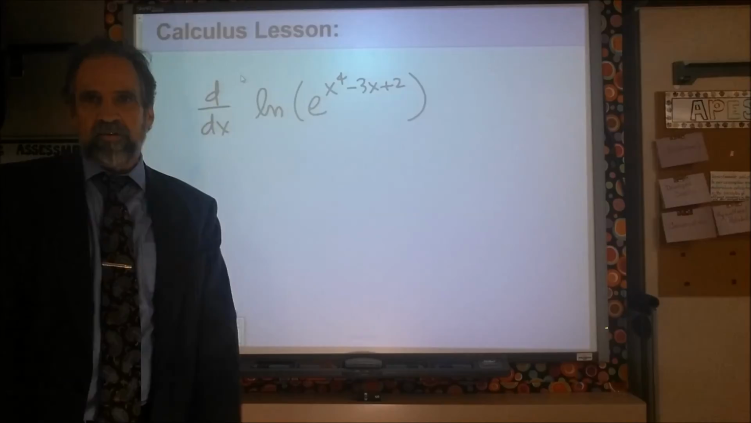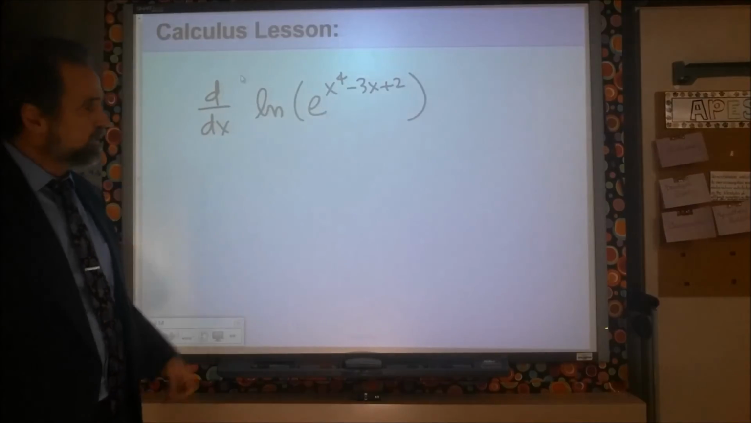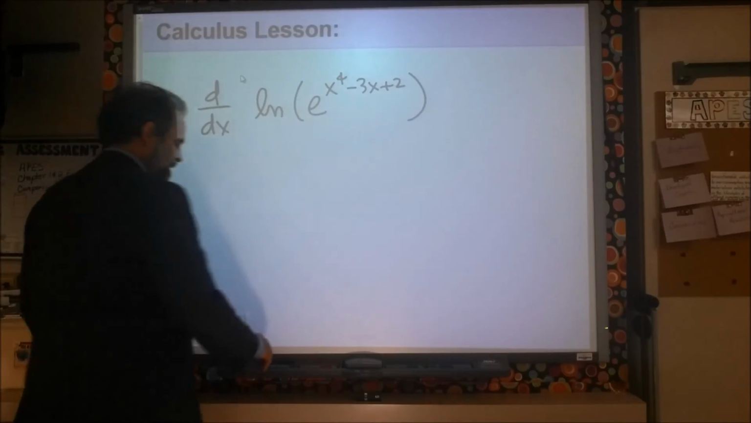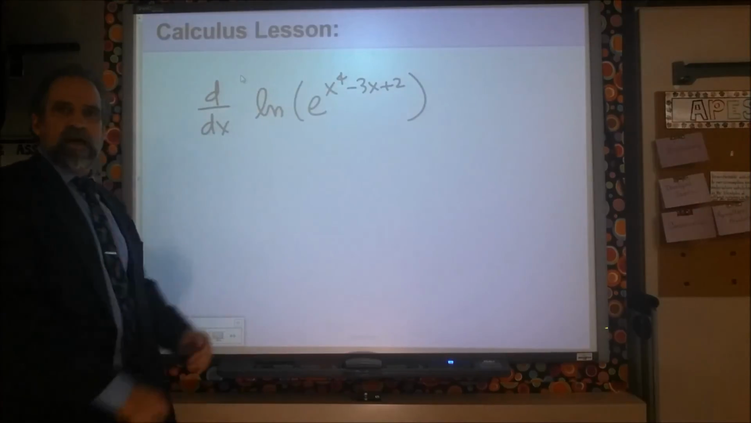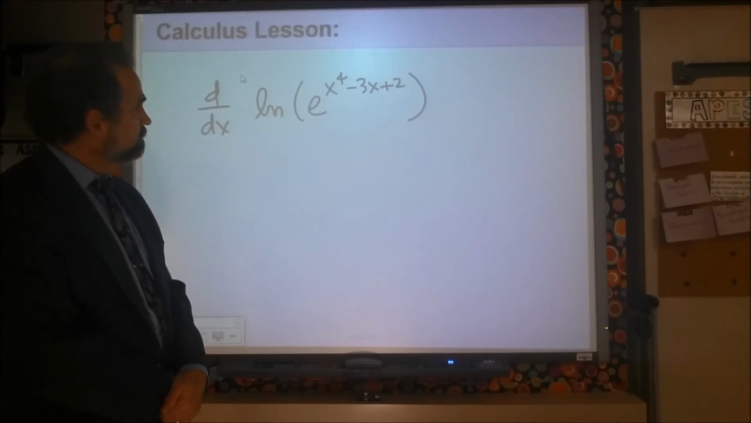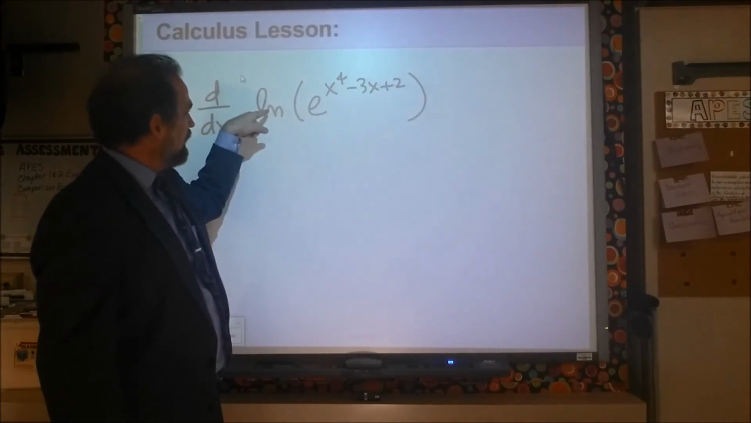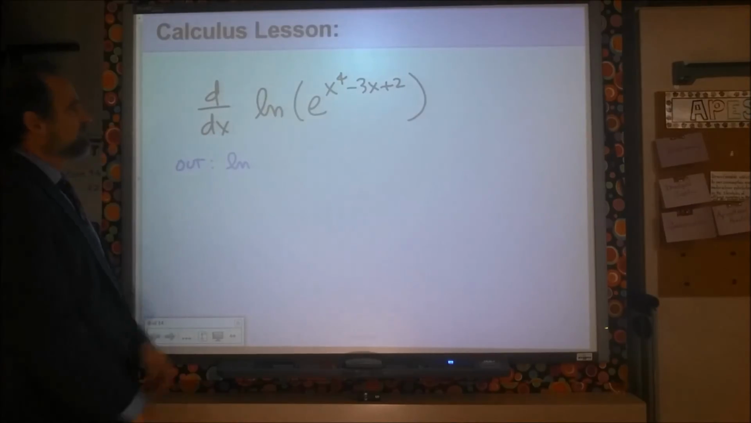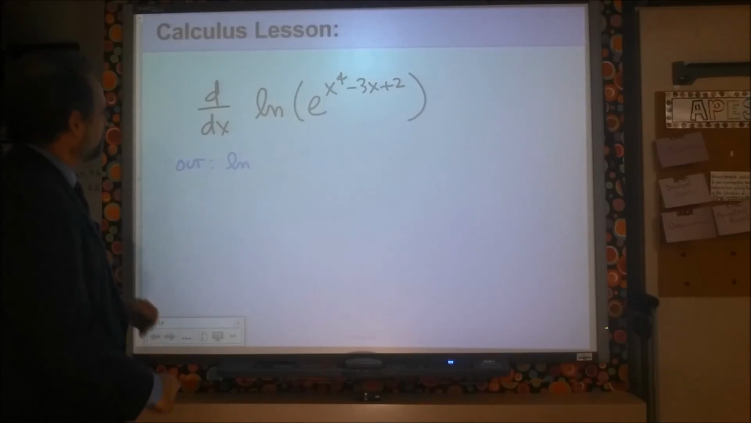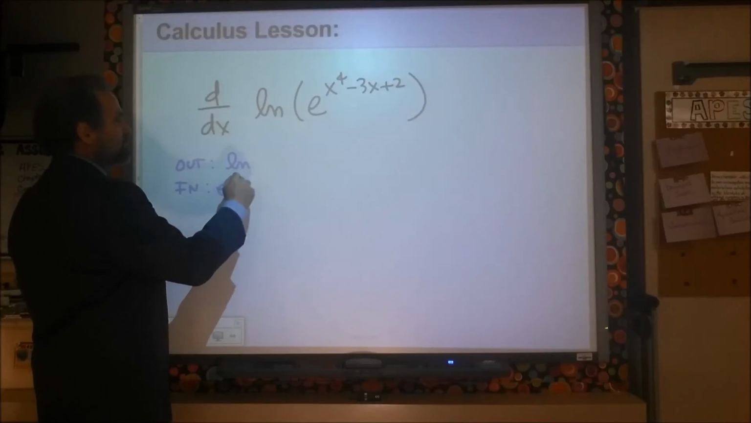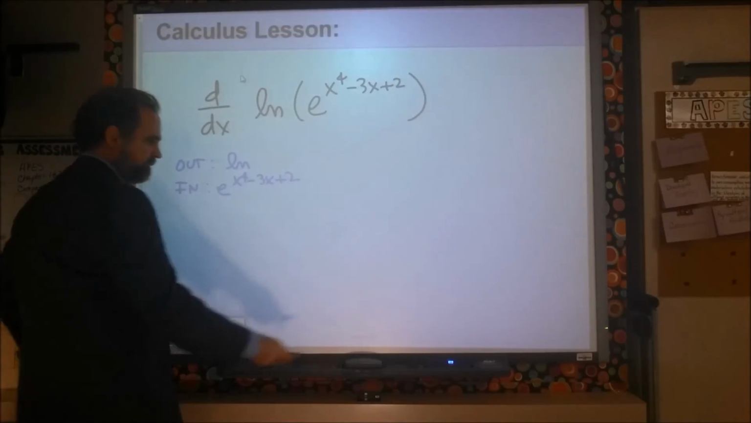All right? The composite rule is the rule, right? It's the one that lets you do everything. Or the chain rule, I should say, is the rule. It's the one that lets you do everything. So, first of all, let's think about this. Which one is the outside? Hopefully you're looking at it and this is outside, right? So the outside is the natural log, isn't it? Well, which one's the inside then? So the inside is what's in there, right? And this inside is e to the x to the fourth minus 3x plus 2, right?